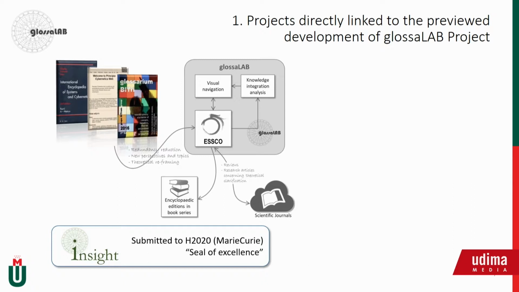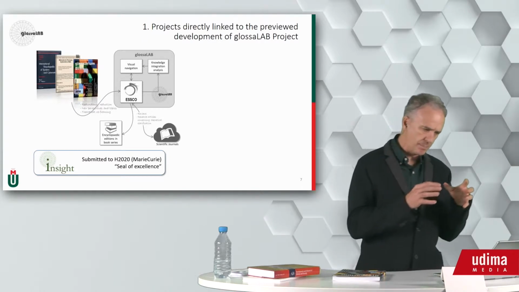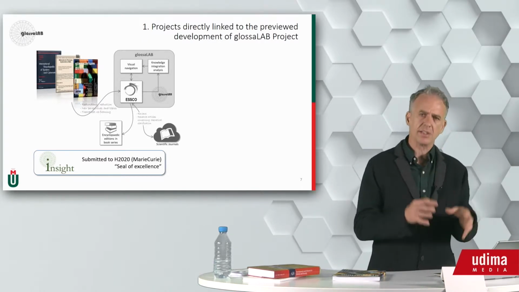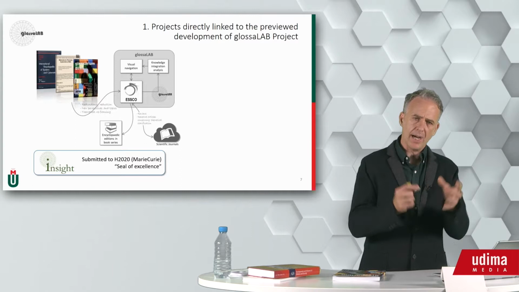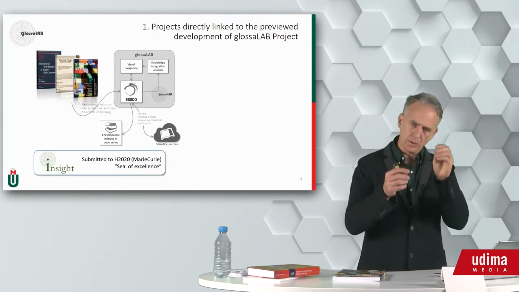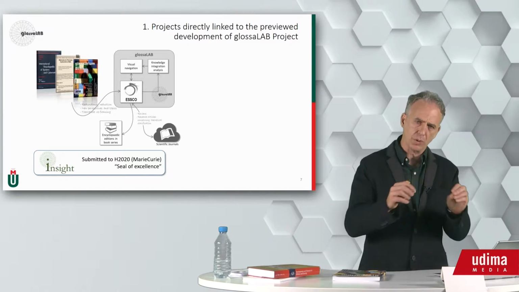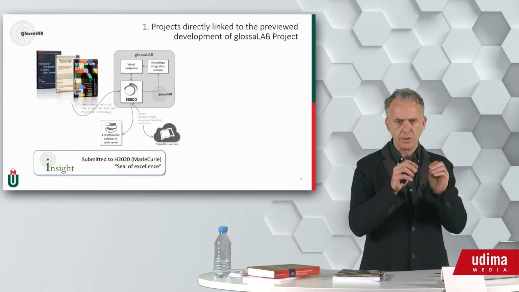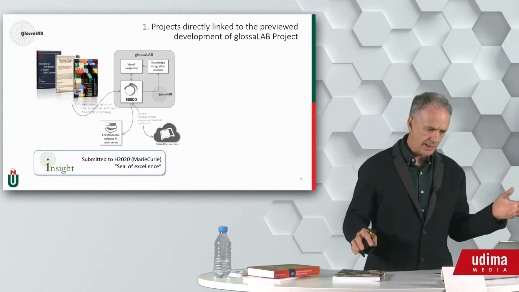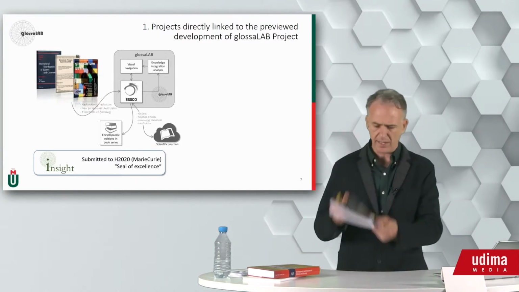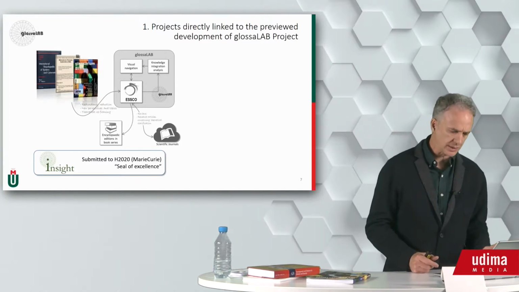And we want to bring this into an online encyclopedia devoted to the general study of systems and information, that will integrate visual navigation tools and knowledge integration analysis tools. This will be the glossaLAB platform, and with these contents we also want to exploit the results and put them into different publication pathways, which can be other encyclopedic editions like the one I showed you before, or also scientific journals.